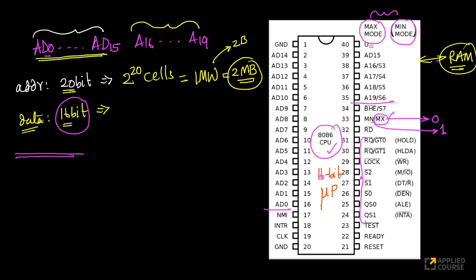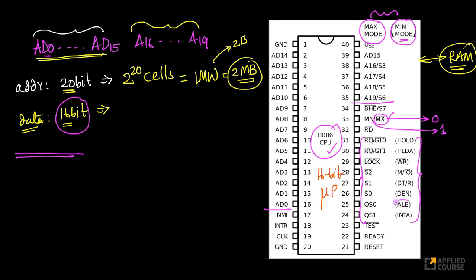Again, each processor has lots of special purpose pins of its own requirement. But if I'm operating in min mode, the same pins are interpreted as hold, M by IO, DT by R, and other things.